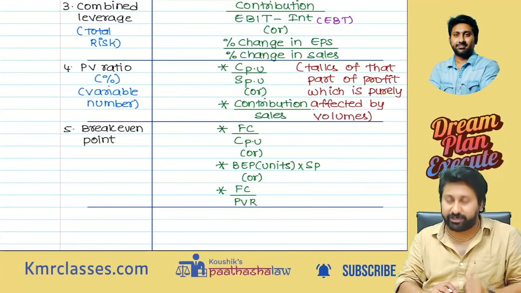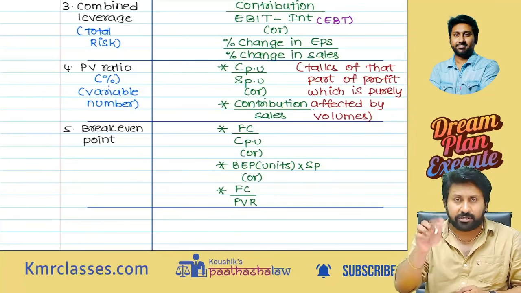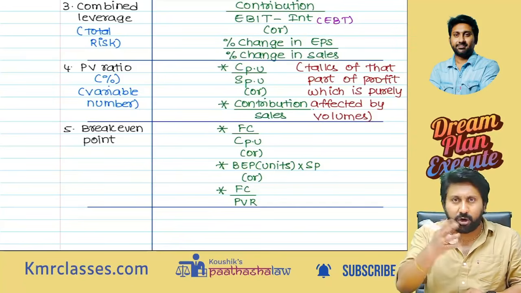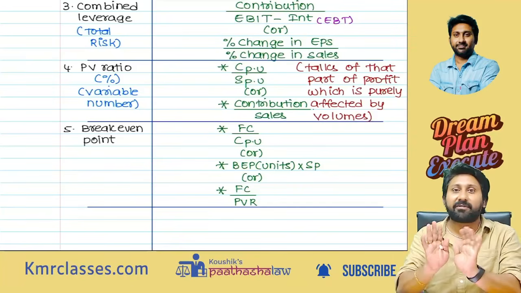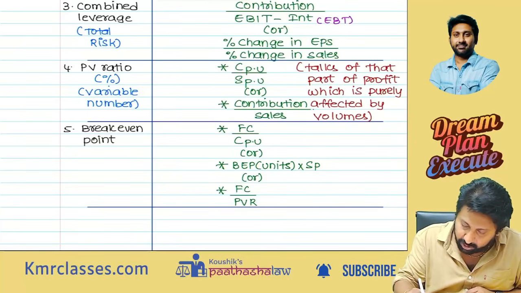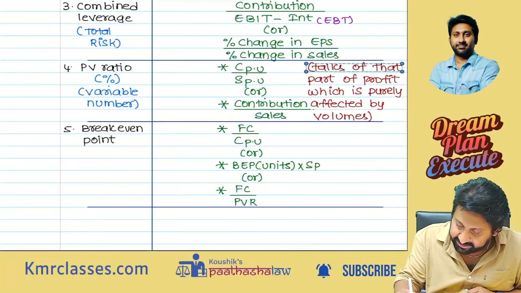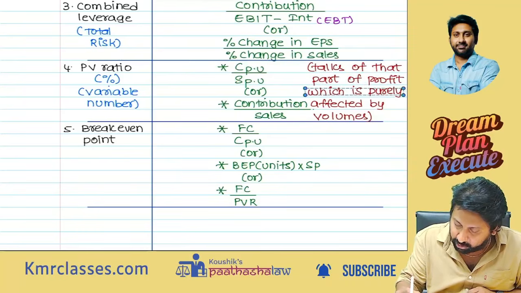Volume means number of units. Sales changes by number of units. Variable cost changes by number of units. Contribution obviously changes by number of units. Fixed cost doesn't change by number of units. Irrespective of number of units, that will be the same. So therefore, that part of profit which is dependent on volumes is called profit volume ratio.